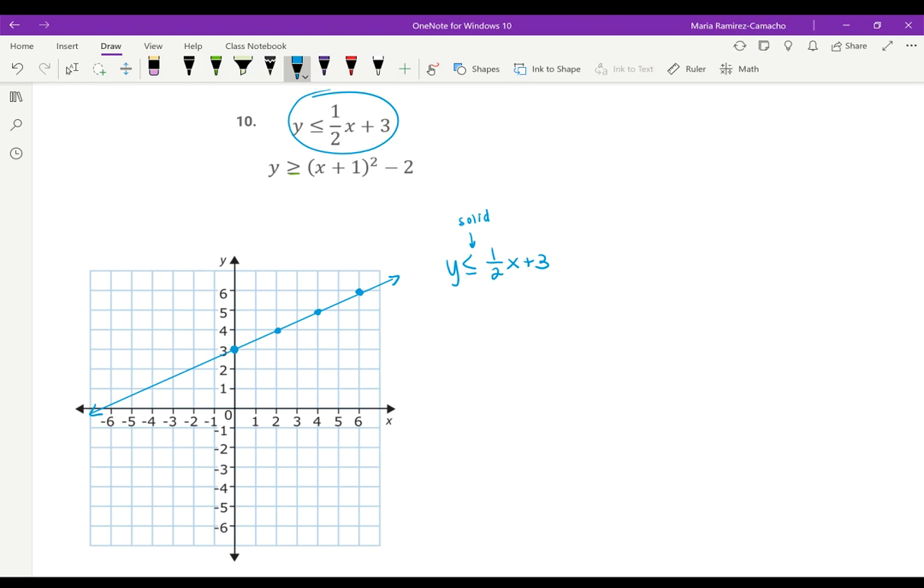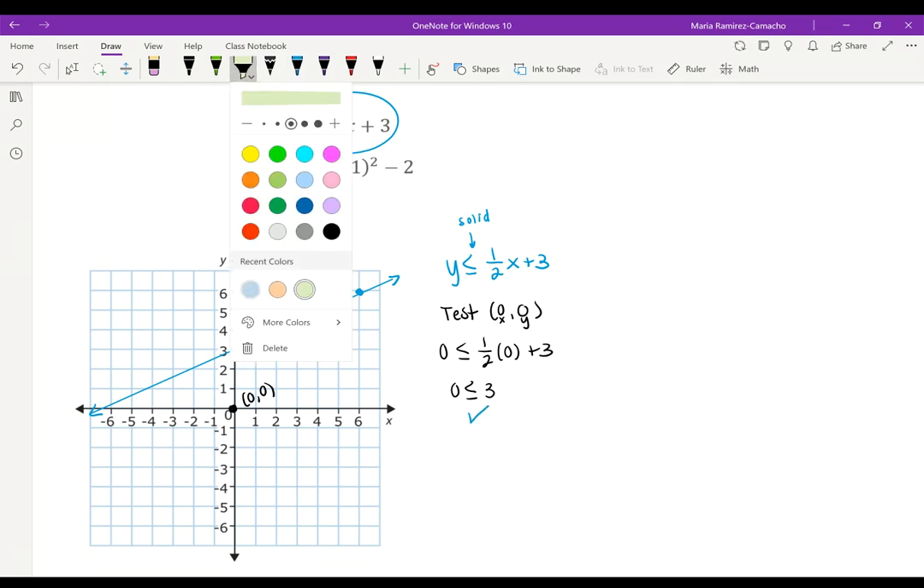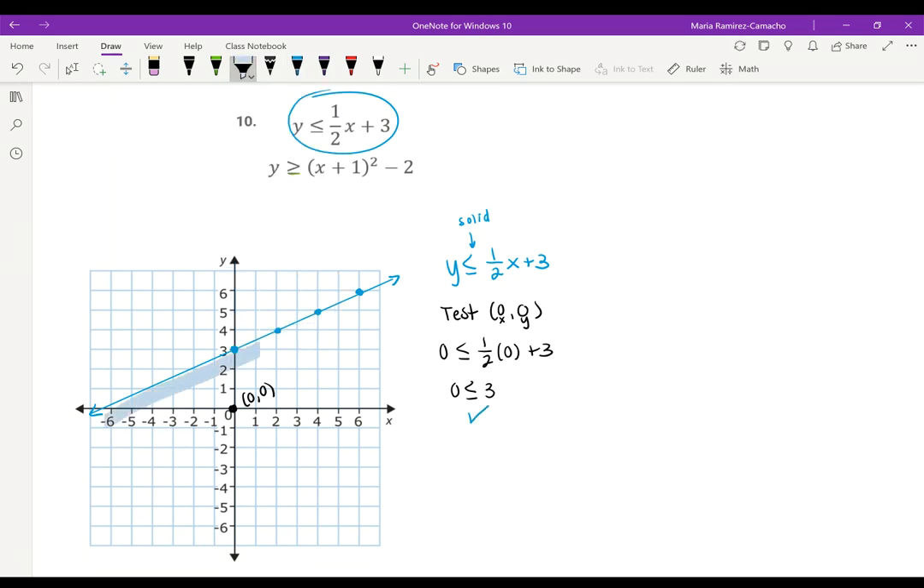Okay, now let's figure out how to shade this. So we'll pick 0, 0 to test. If 0, 0 works, then we're shading where 0, 0 is, everything below the line. If it doesn't work, we're going to shade above. So 0 is less than or equal to 1/2 times 0 plus 3. That simplifies to 0 is less than or equal to 3, which is true. So we're going to shade towards 0, 0, so everything below the line.